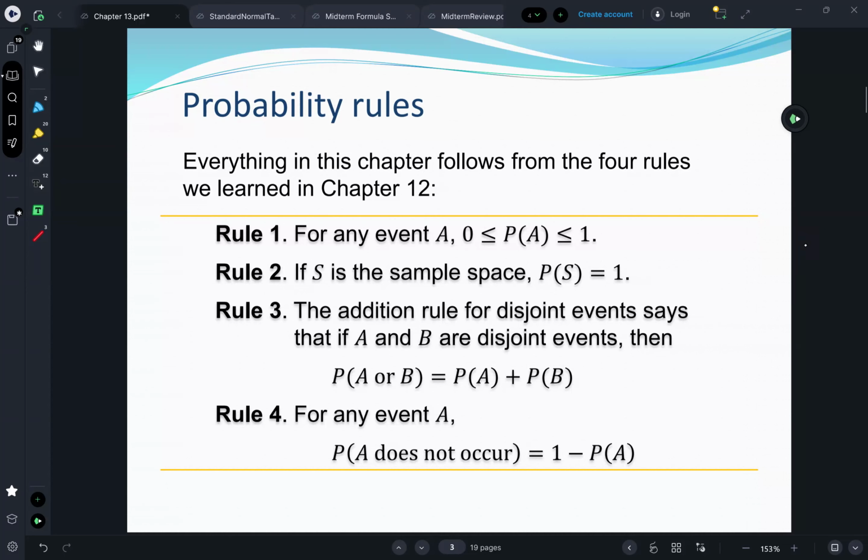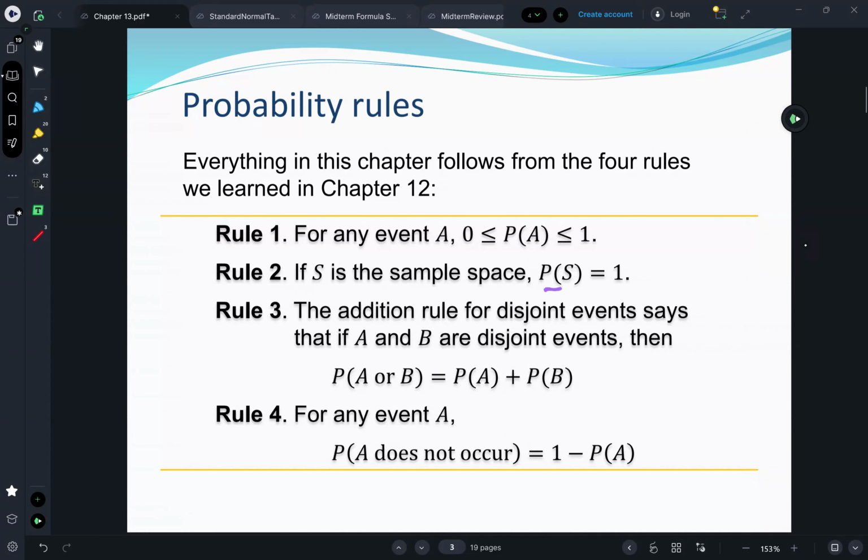Rule number 2, we define S, capital S, as the sample space. And so the probability, that is our notation, capital P, right here, of the sample space, all of the possible events, is equal to 1. They must sum to 1 in order to be a valid probability model.